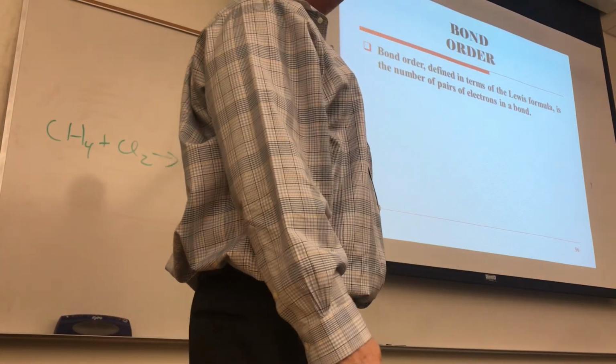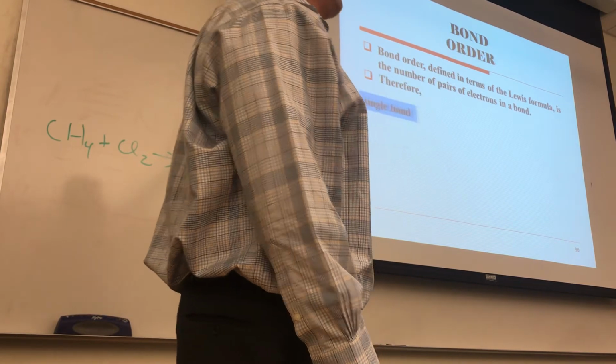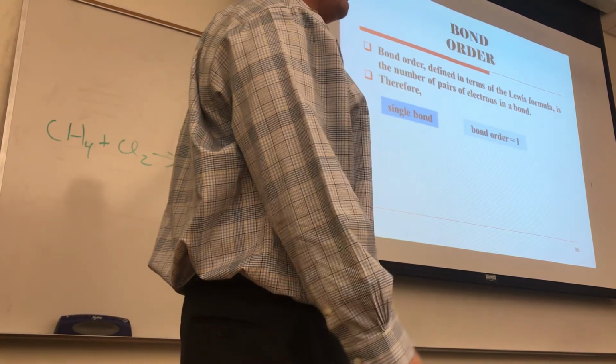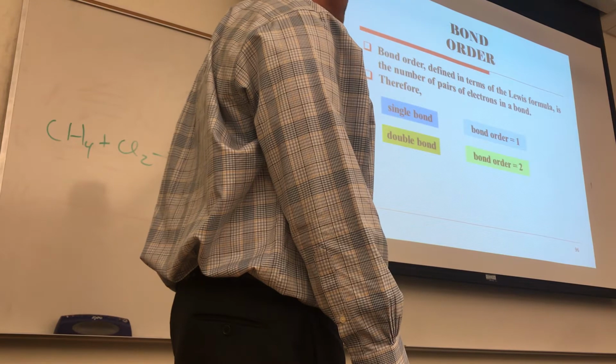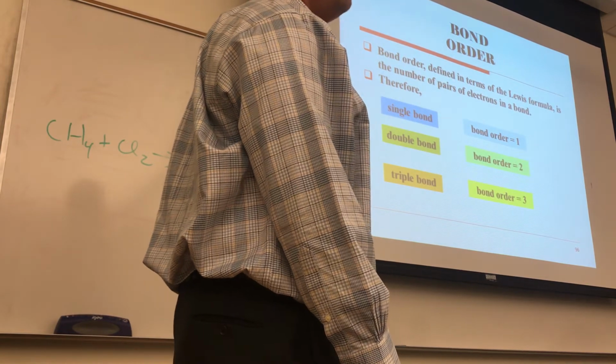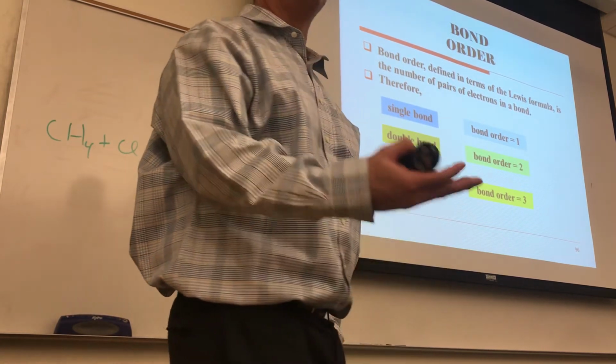Last thing is bond order. This is really, really straightforward. Single bond is 1, double bond is 2, the triple bond is 3. Bond order, number of bonds.